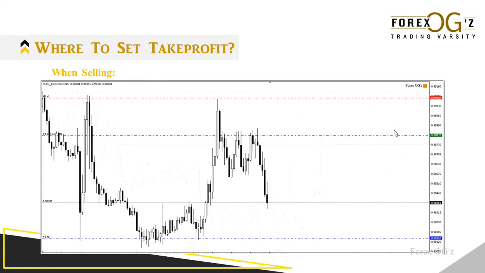In a case where we are selling, we want to place our take profit down below our selling price, and we want our take profit to be, let's say, 2 or 3 times wider than our stop loss, right? So if your stop loss is 50 pips, you can have your take profit at 100 pips or 150 pips, whatever it is that you desire, but your take profit target should be below your selling price.